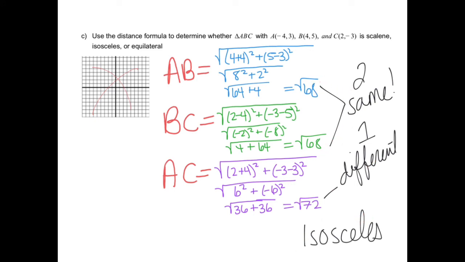Notice that I did not need to figure out the approximate decimal answers for these square roots in order to identify it as an isosceles triangle. I just needed to know what their exact square root answers were. So 2 of them were the same, 1 of them is different, so it is an isosceles triangle.